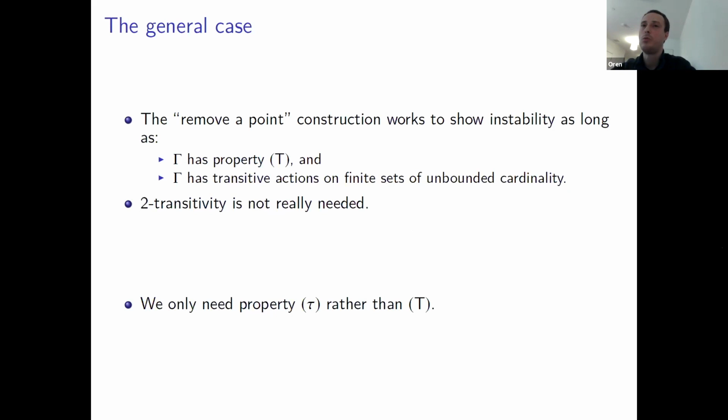And as Peter asked and Alex answered, I don't really need the full property T. Property tau is enough, which is the same as the definition I gave you for property T, but only for representations that factor through finite quotients. So in particular, they are like representations of a finite group.